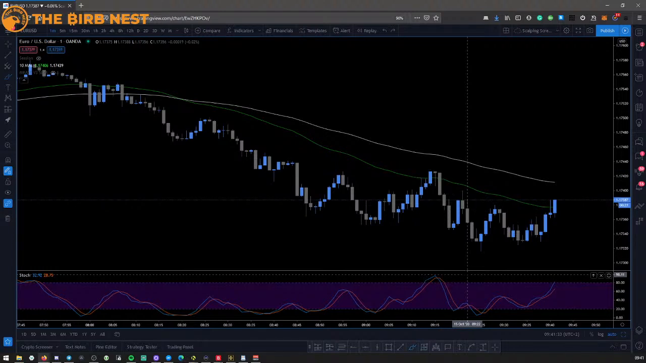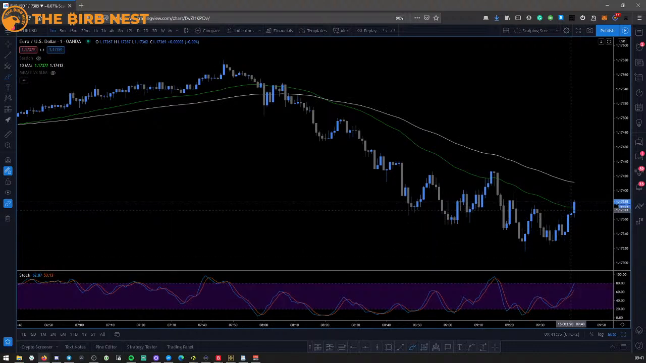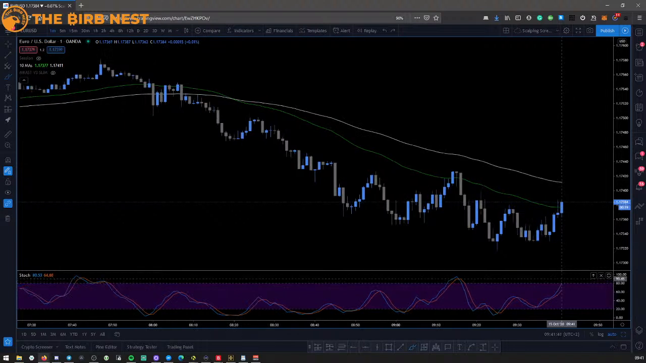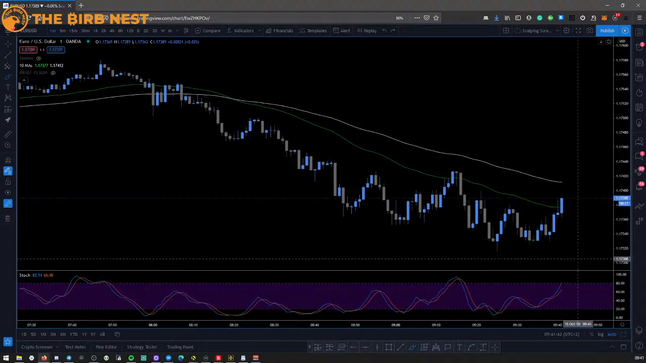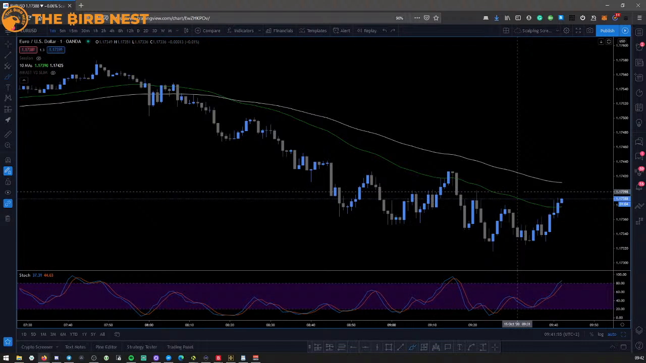So what we're looking at on EURUSD right now is price again coming up and testing the 50 EMA with the stochastics approaching oversold. That's what I'm going to be covering and trying to observe while taking a look at Bitcoin at the same time.